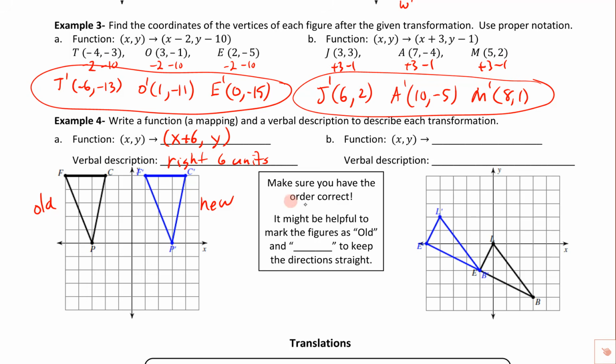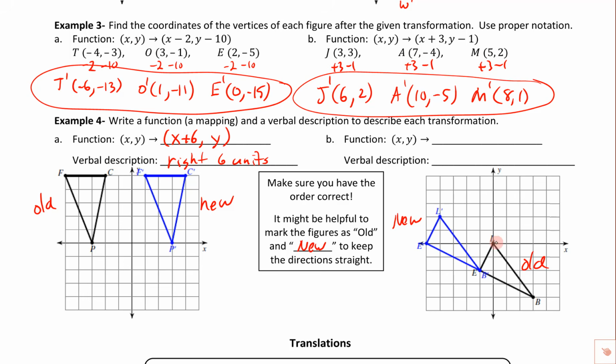Okay, so again, please make sure you have the order correct. It's really helpful if you write old and new next to the figures to keep which is which straight, so that you can tell which direction you're moving. So let's take a look at this next one. We'll keep our advice here. This is the old one and this is the new one.